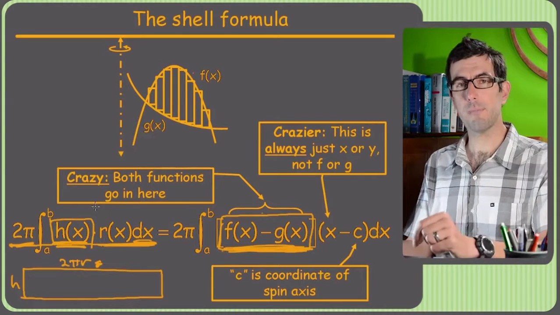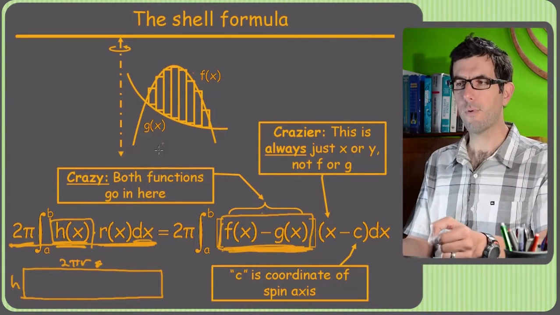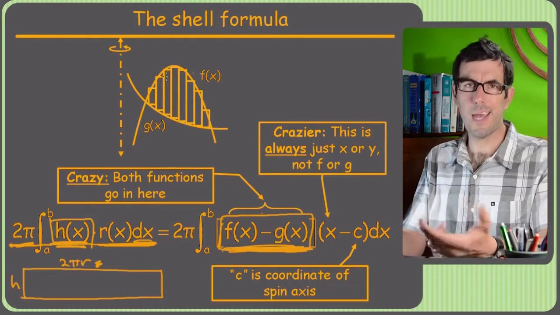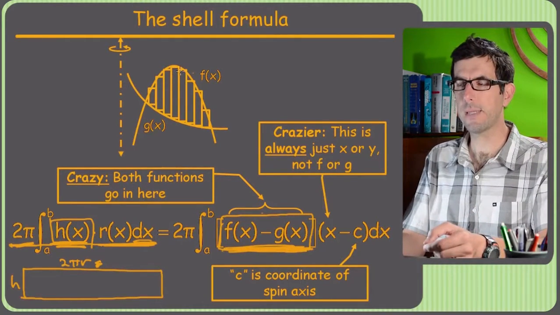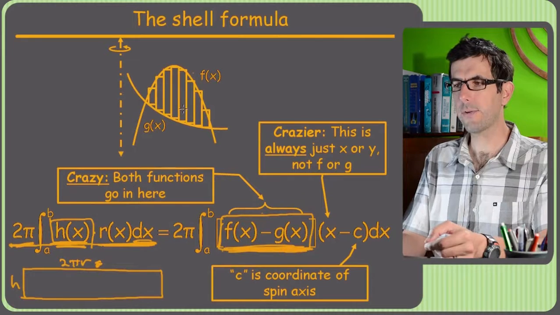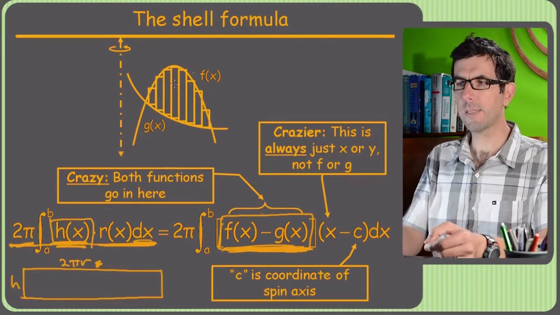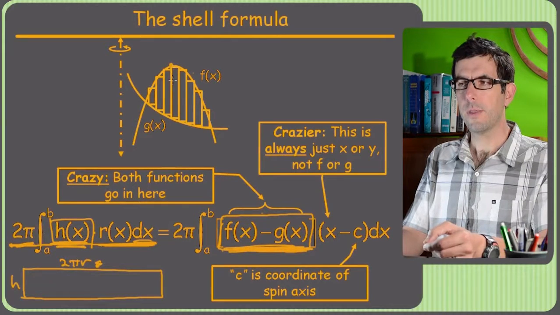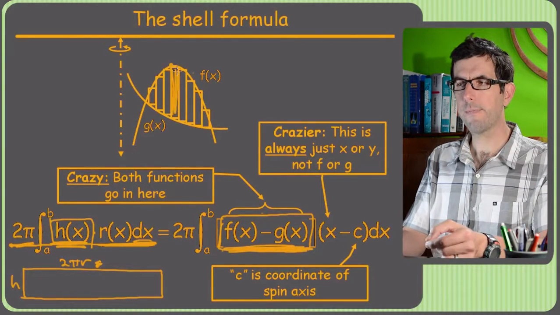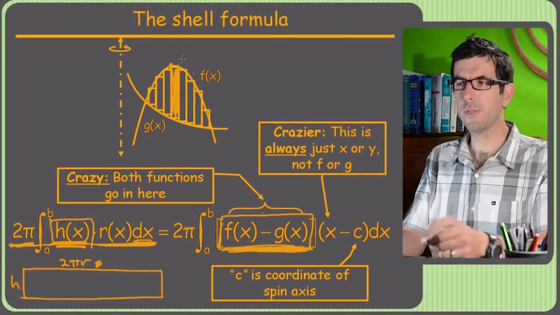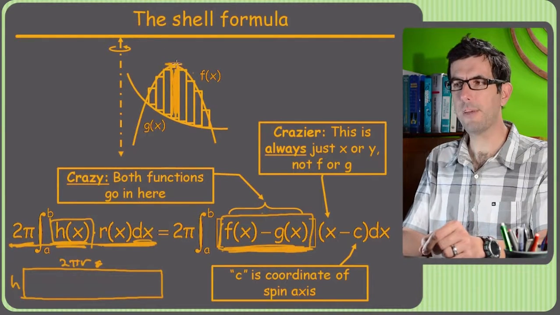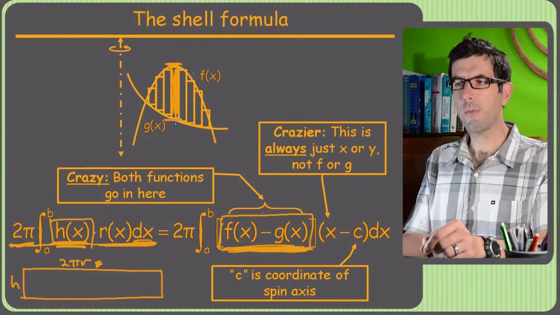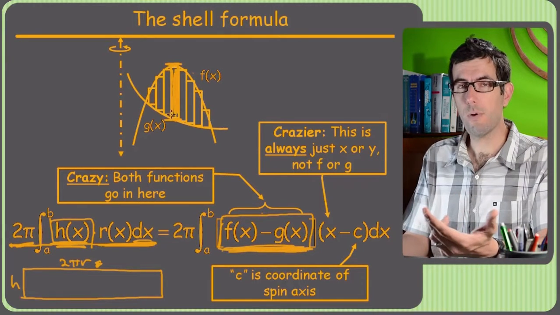And I know some books and some teachers use different letters for the length and stuff, but I would encourage you to just use h, because that means height of each little rectangle, which kind of makes sense. So the length of the little rectangle is f of x minus g of x, and we can see that geometrically here, because if you want to know how long something is, you just take the y coordinate at the top of it and subtract the y coordinate at the bottom and get that difference in y coordinates.